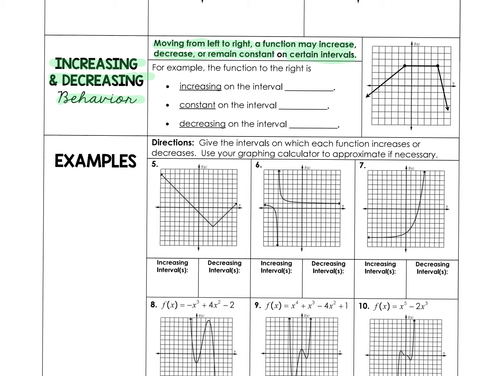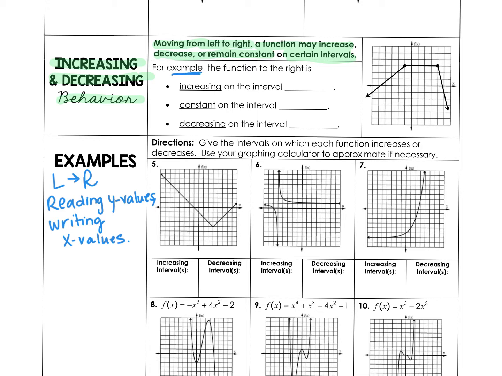So the way you do this, again, you go from left to right, like you're reading a book. You're reading the y values. So you're looking at the y values, you're saying, okay, am I going up? Am I going down? Am I staying the same? And then you're writing the x values. Okay, so looking at the y values, what are the y's doing? And then we write the intervals in terms of the x values.